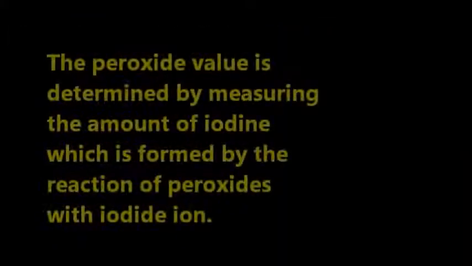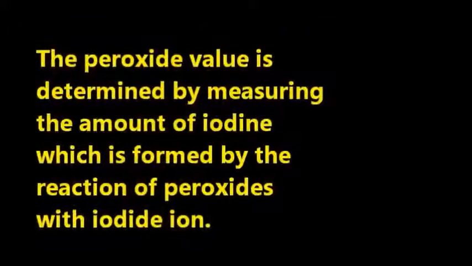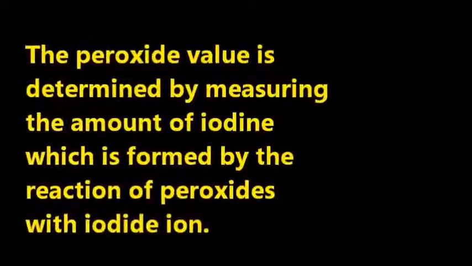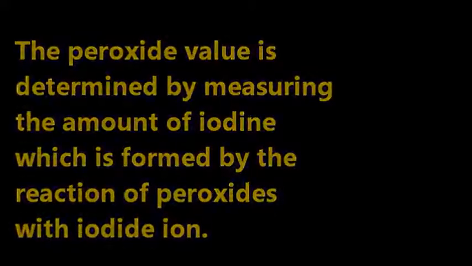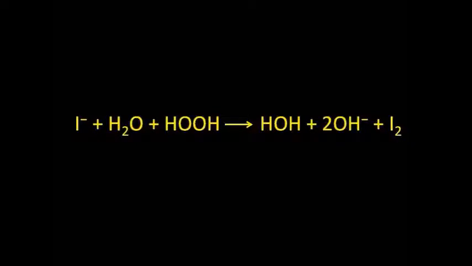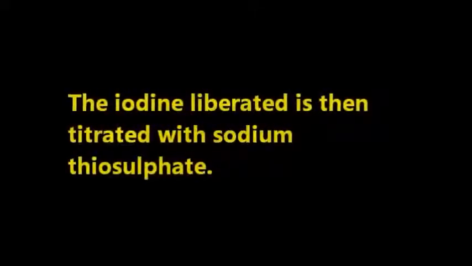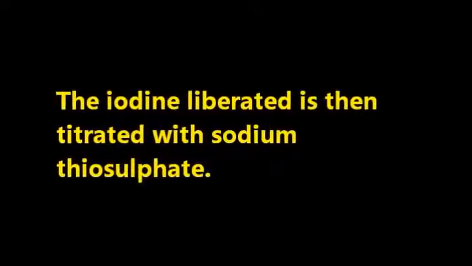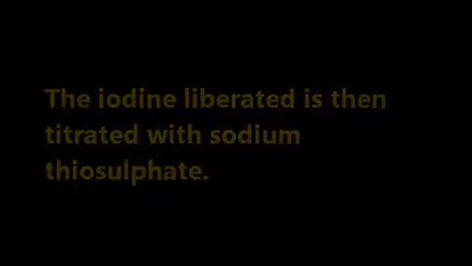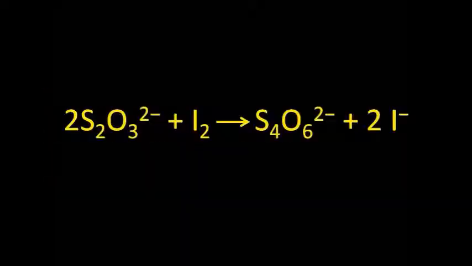The peroxide value is determined by measuring the amount of iodine which is formed by the reaction of peroxides with iodide ion. This is the equation to form iodine. The iodine liberated is then titrated with sodium thiosulfate. The equation is as follows. The products are 2 iodide ions.